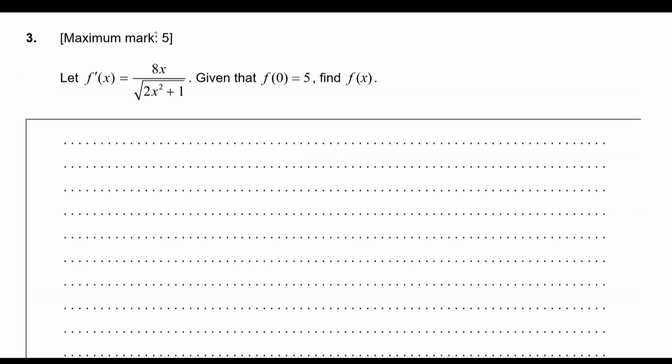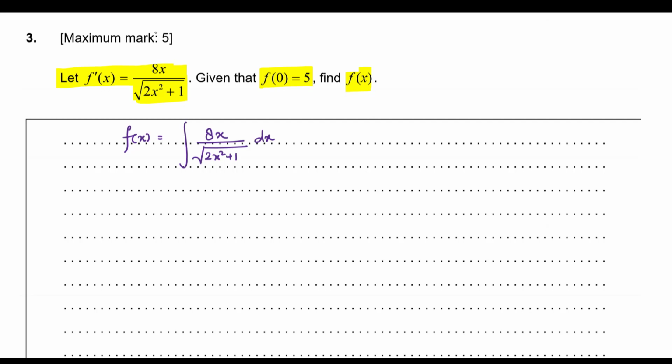In question number 3, let f dash x be 8x over root of 2x squared plus 1. Given that f of 0 is 5, we need to find f of x. From here we can understand that if the first derivative is given and you need to find the function, we are going to do integration. So we can directly write f of x equals the integration of 8x over root of 2x squared plus 1 dx.